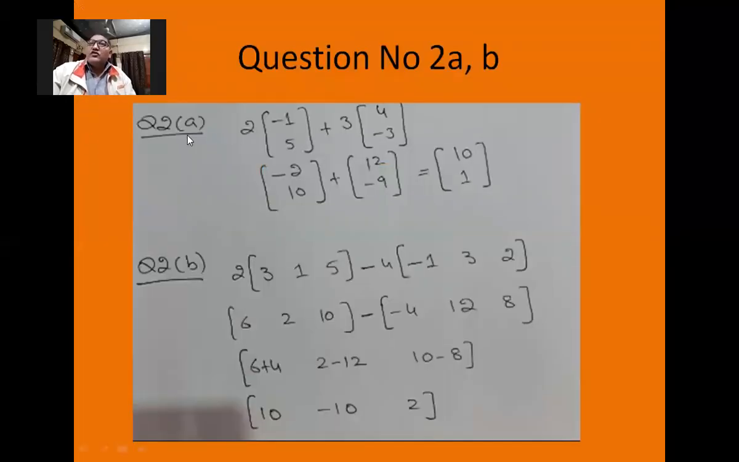Okay. So question number 2A part: 2 will multiply with this matrix. You will have minus 2 and 10. Then this plus 3 will multiply with this matrix. So you will have 12 and minus 9. So minus 2 plus 12, it will be 10. 10 plus minus 9, it will be 1. So this is how you will do question number 2 and its A part.